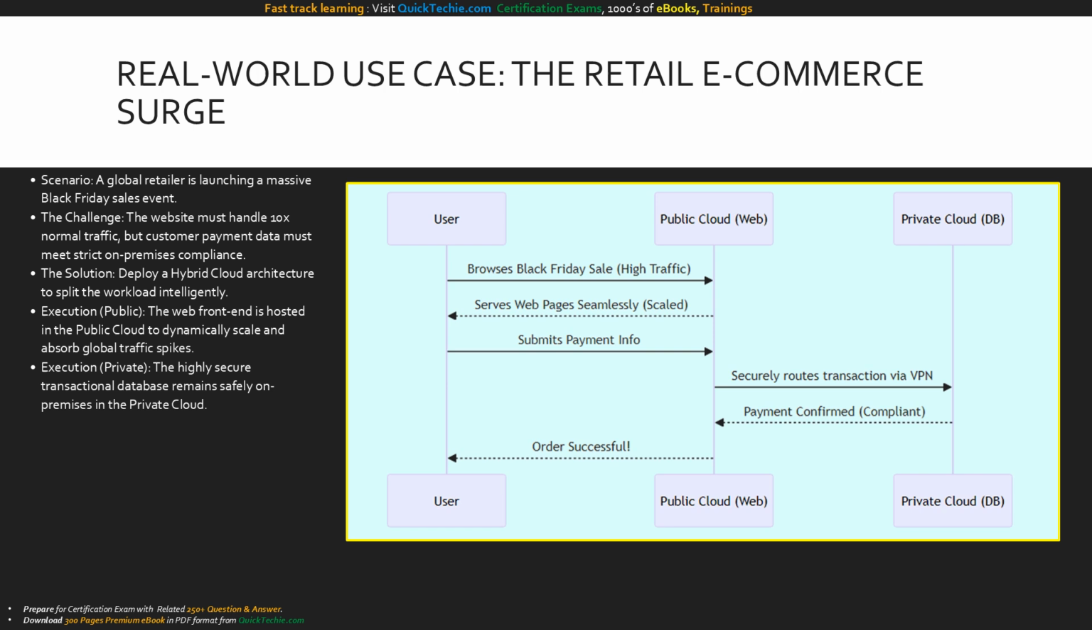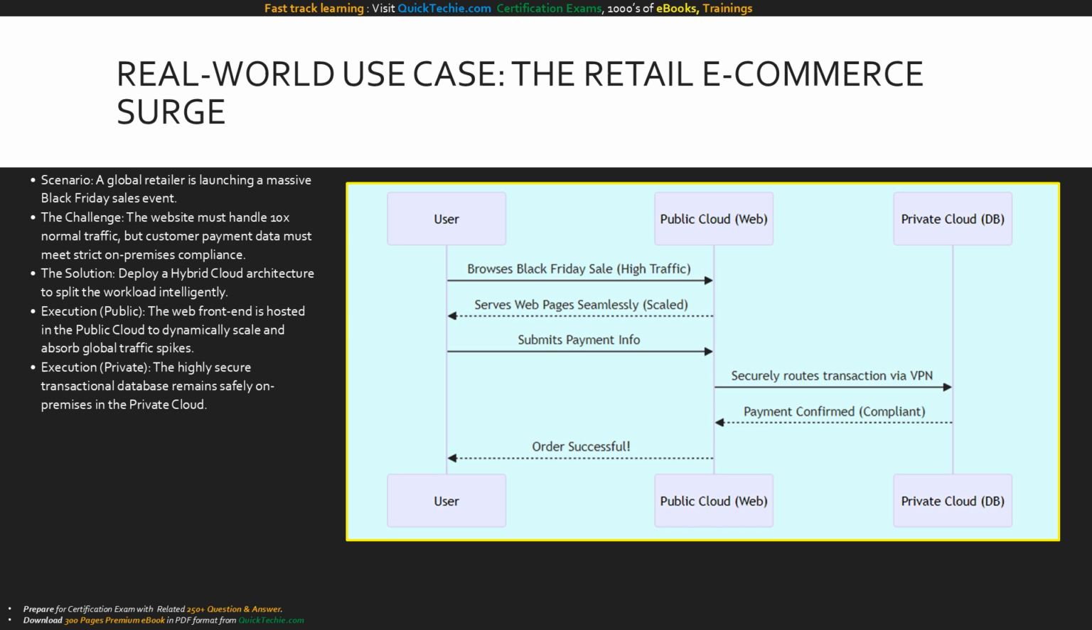The ultimate solution is the hybrid cloud. In execution, they host their web front-end in the public cloud, allowing it to elastically scale out and absorb millions of hits from around the globe without crashing. Meanwhile, they securely link that web front-end to their private cloud, where their highly secure transactional database remains safely on premises. They achieve limitless public scale while maintaining absolute private security.